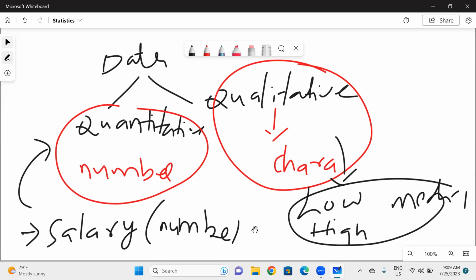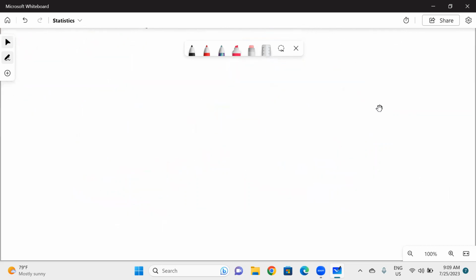I hope you understood the difference between quantitative data and qualitative data. Quantitative is numerical information, and qualitative is categories and labels. Qualitative data is names, labels and categories, like eye color, gender, breed of dog, level of education and marital status. All of these are categories.